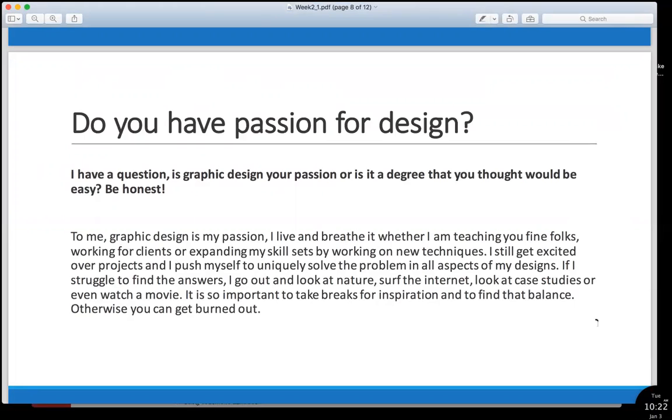If I struggle to find the answers, I go out and look at nature, surf the internet, look at case studies, or even watch a movie. So it's so important to take breaks for inspiration and to find that balance. Otherwise, you can get burned out. And understand that inspiration can come from anywhere.